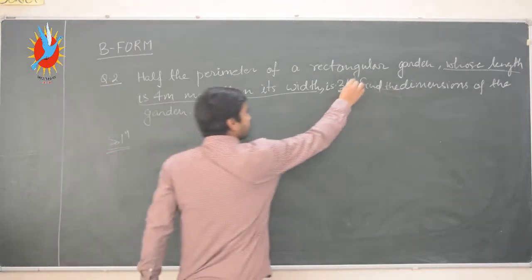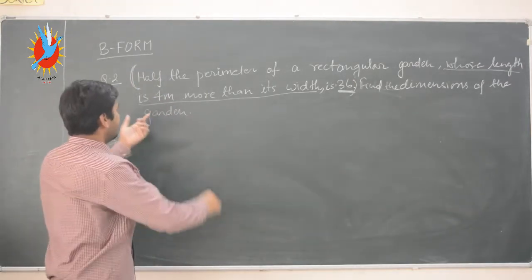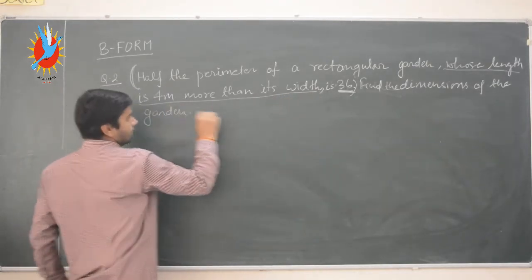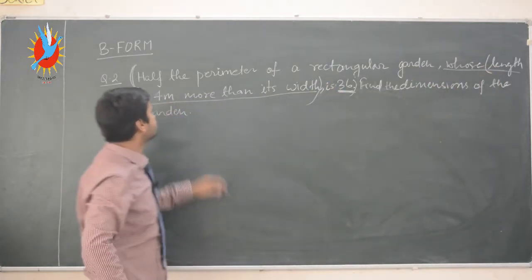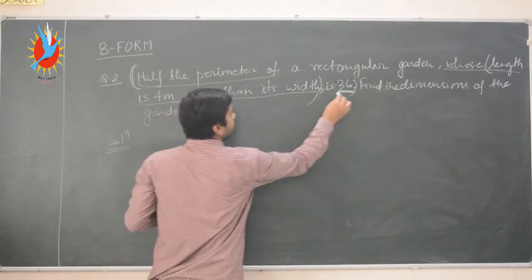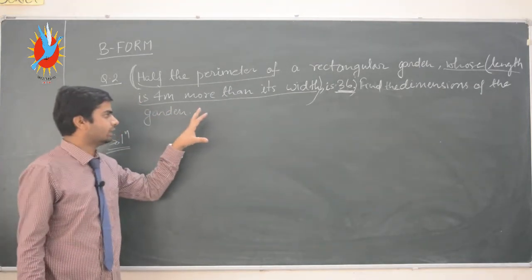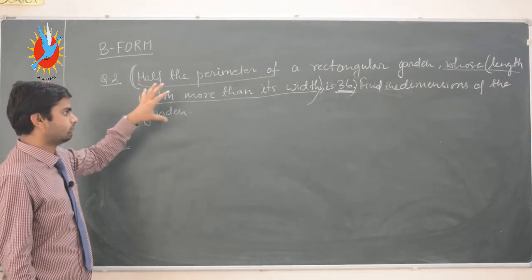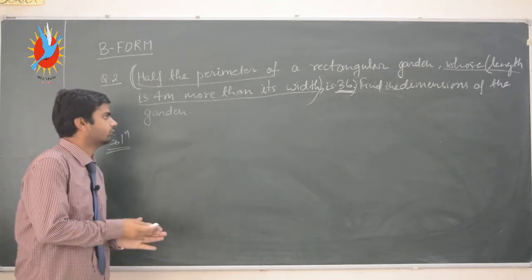This whole sentence contains two conditions. Condition 1 is that the length is 4 meter more than its width. Condition 2 is that half the perimeter is 36. So we got two conditions, and this is a two variable problem. First we translate these conditions into algebraic expressions, and then solving those algebraic expressions will give our answer.